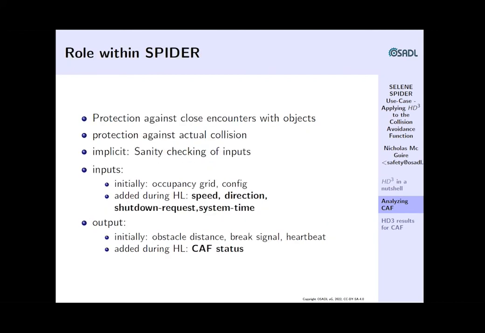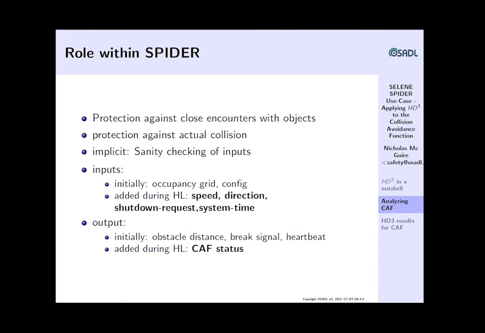Okay, next one, please. The role within the system. It's protection against close encounter and actual collision. For us, the analysis also added that we are sanity checking a lot of the inputs. So that's something where we can harvest safety assurance that CAF would be providing for other elements in the system that actually have nothing to do with CAF, if the collision avoidance is monitoring certain properties like the sanity of the odometer and so on.